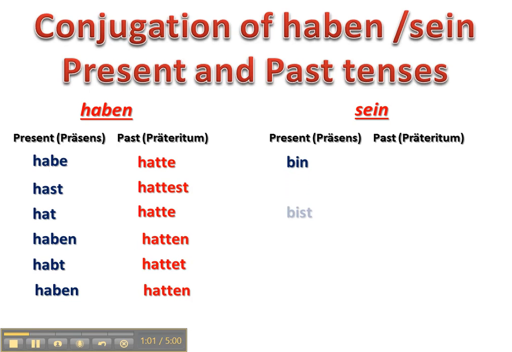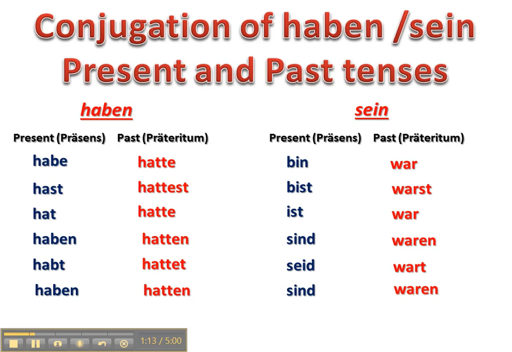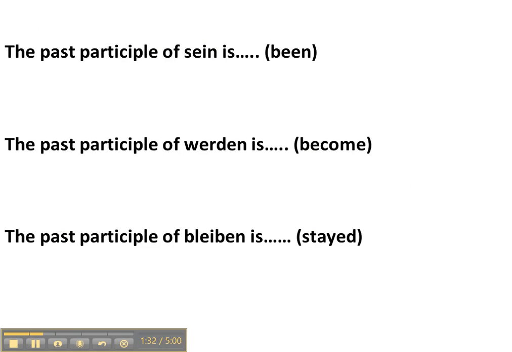Okay, the sein, present tense or Präsens, ich bin, du bist, er ist, wir sind, ihr seid, sie sind. And the Präteritum, ich war, du warst, er war, wir waren, ihr wart, sie waren. Okay, so it's very important, first of all, that you are familiar with these, both in forming the present perfect, or in German, the perfect, and then for the past perfect in English, which in German is referred to as the Plusquamperfekt.